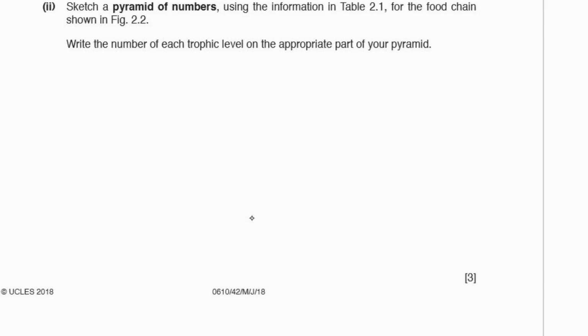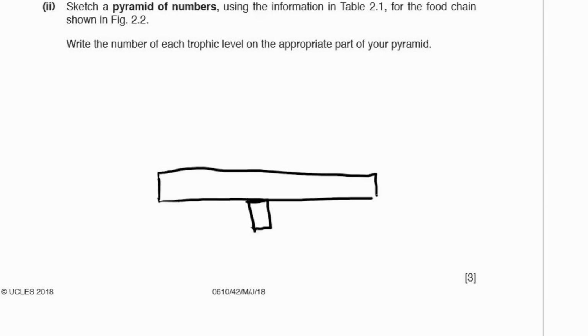All right, and we always put the producers on the bottom of the pyramid. Okay, small bar, then a big bar. You probably want to make sure these are nicely touched, as square as you can get, or rectangular as you can get. Okay, you want to make sure they're approximately the same height. They don't have to be perfectly the same height.